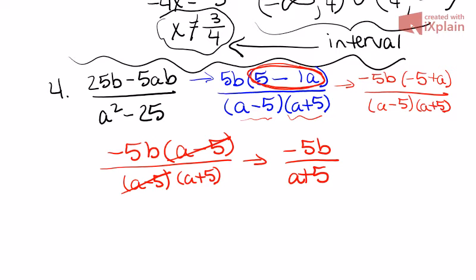So really it's a matter of watching that negative to see if that negative can come out to create these two matches. Then we can cancel stuff out.